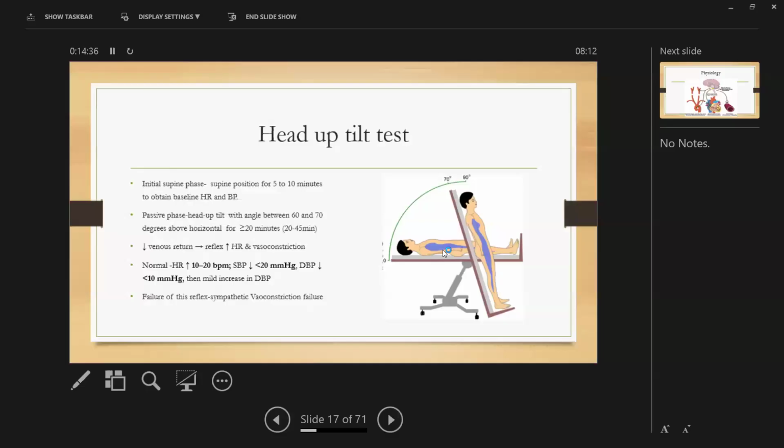So what happens when we tilt the patient? Blood will get pooled into the legs, so venous return to the heart will decrease, and there will be a reflex increase in heart rate and an activation of the sympathetic system. In normal persons, within 3 minutes the heart rate will increase by 10 to 20 beats per minute, and due to initial pooling of venous blood in the venous system there will be a slight fall in systolic blood pressure, but it must be less than 20 millimeters of mercury, and the diastolic fall less than 10 millimeters of mercury. When this fails, it indicates a failure of reflex sympathetic vasoconstriction.